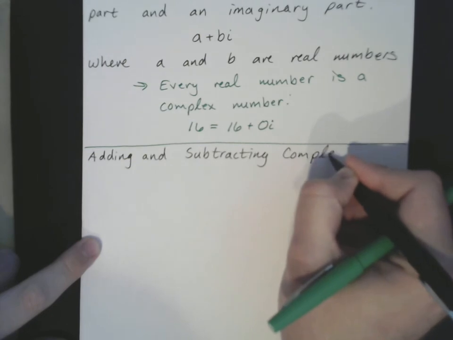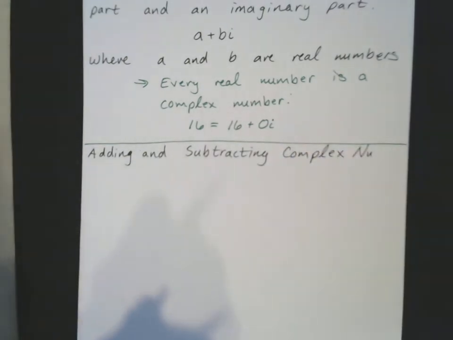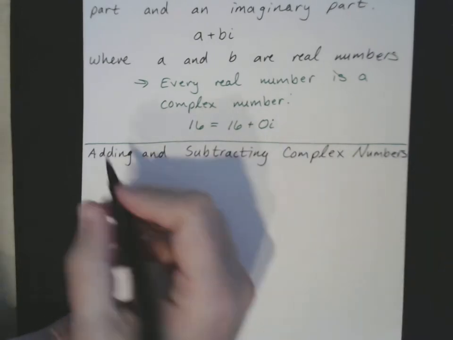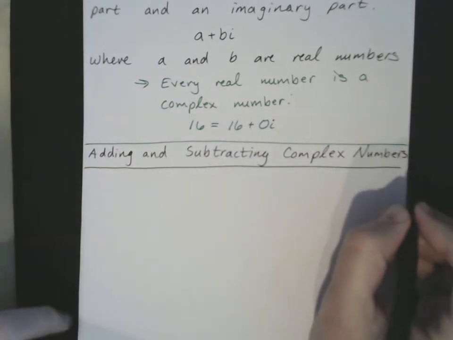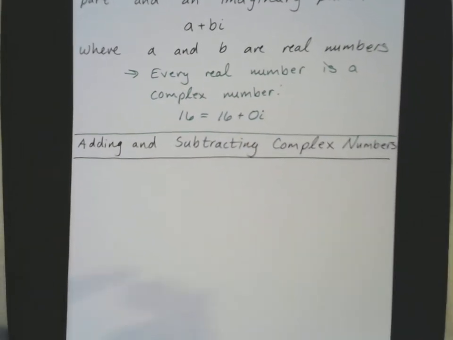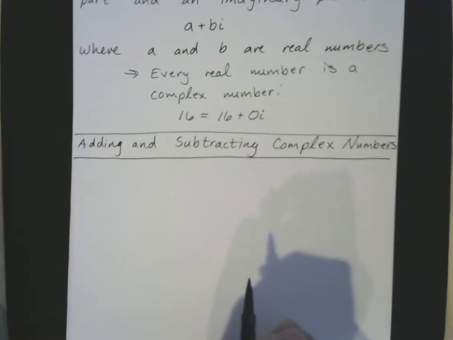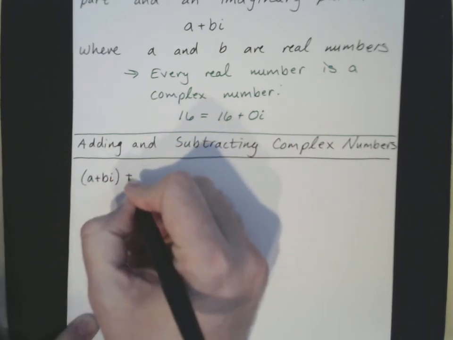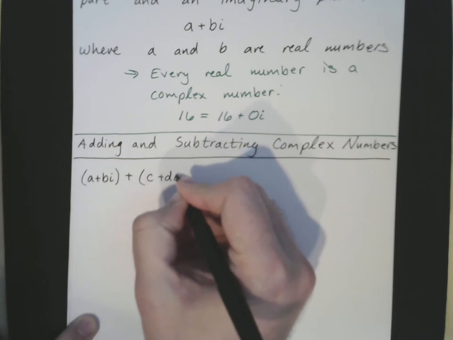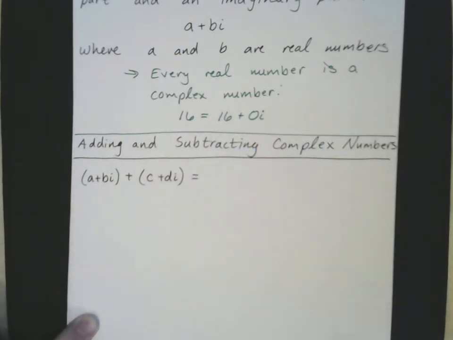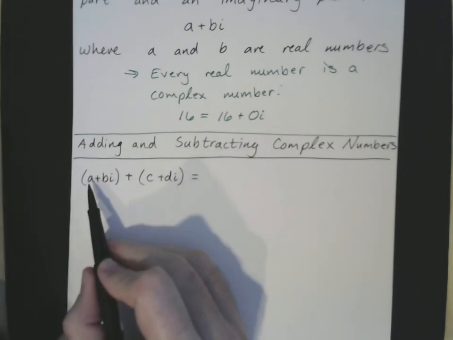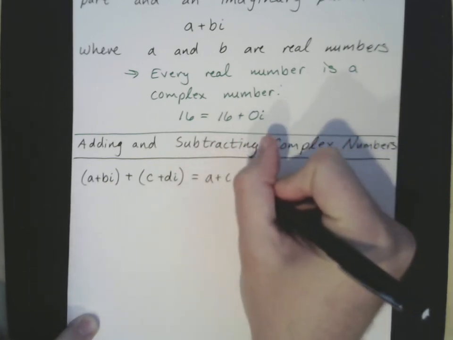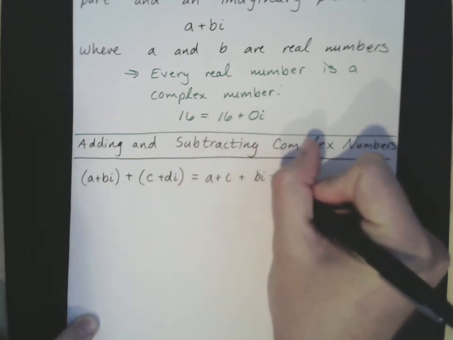Complex numbers. So let's say we have a plus bi plus c plus di. The way that we add complex numbers is what we call component-wise or term-wise. So real to real, a plus c, complex to complex, bi plus di.